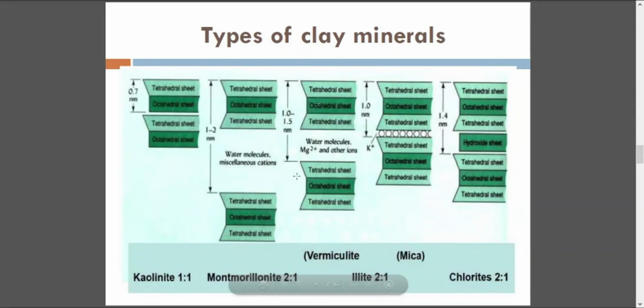This picture explains what we've just discussed in the previous slide, where we see that kaolinite has 1-to-1, one tetrahedral sheet and one octahedral sheet. And then the 2-to-1s, for example, the montmorillonite, the illite, and the chlorites also have one octahedral sheet that is sandwiched between 2 tetrahedral sheets.